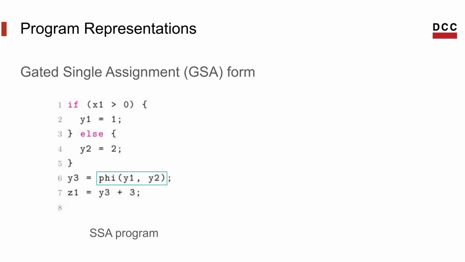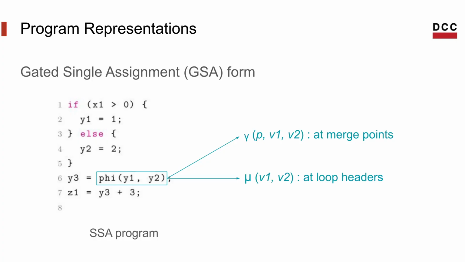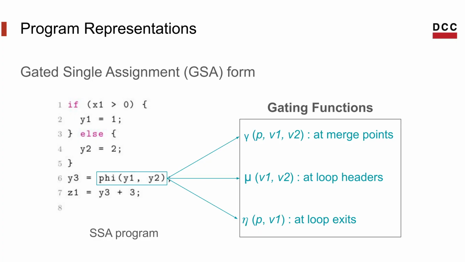This way, given that we have a program in the SSA form, we can extend it to the GSA form by replacing phi functions with new functions. The first one is the gamma function, that is a phi function with a predicate. The second one is the mu function that is inserted at loop headers, and the eta function that is inserted at the exit node of a loop. Finally, we call these functions the gating functions.